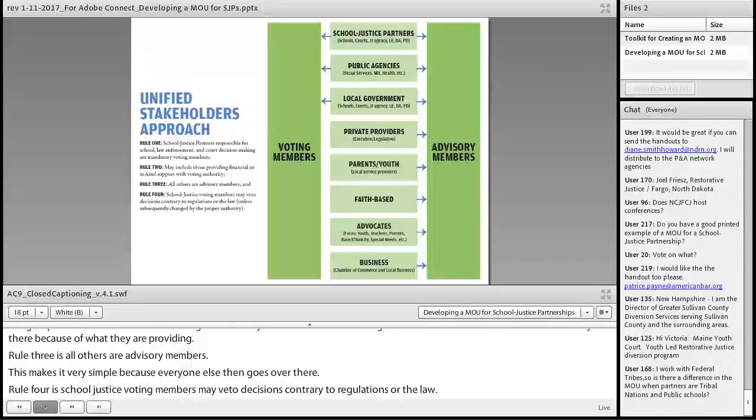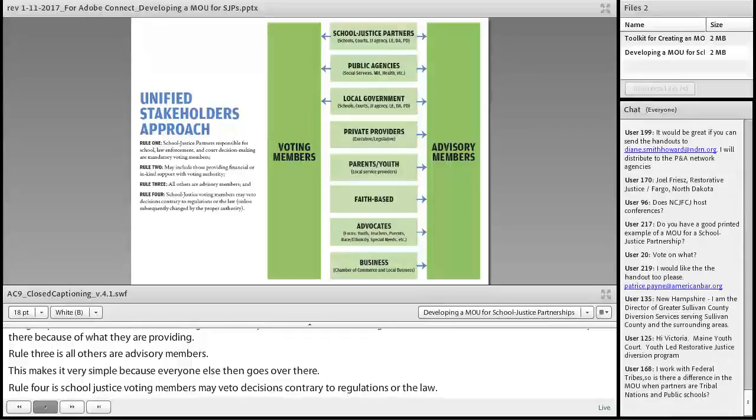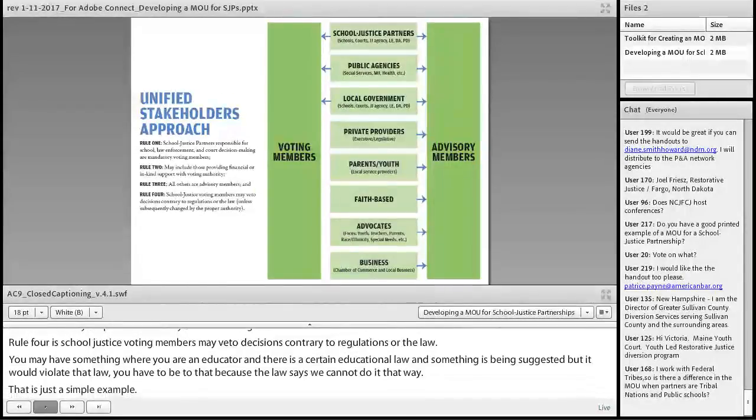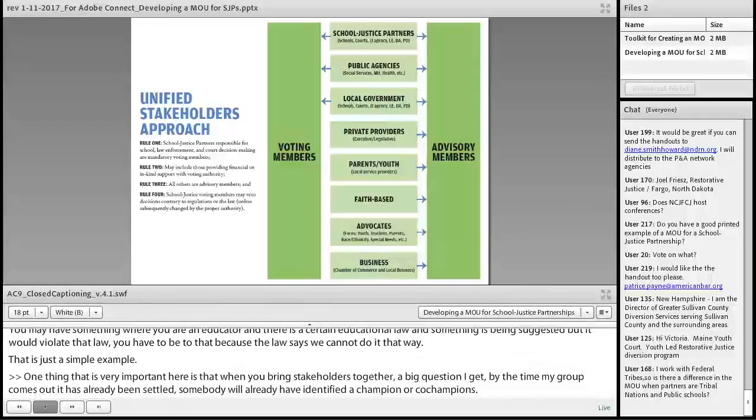Now, one of the very important things when you bring stakeholders together, one of the big questions I get, is already settled by the time my group comes out to any jurisdiction: somebody has already identified a champion or co-champions, all right? It tends to be juvenile court judges. However, we are finding a growing trend of law enforcement next in line. We're getting more and more chiefs of police and sheriffs inviting us to come out and become the champion, the convener, along with sometimes the judge. And we're beginning to see some school superintendents doing the same thing. So this is really catching on.